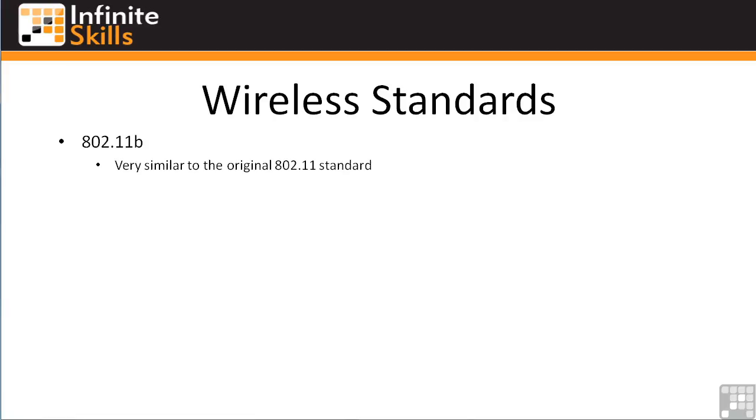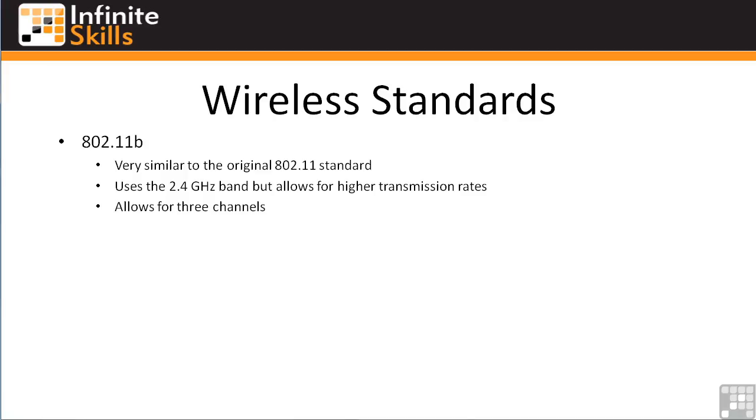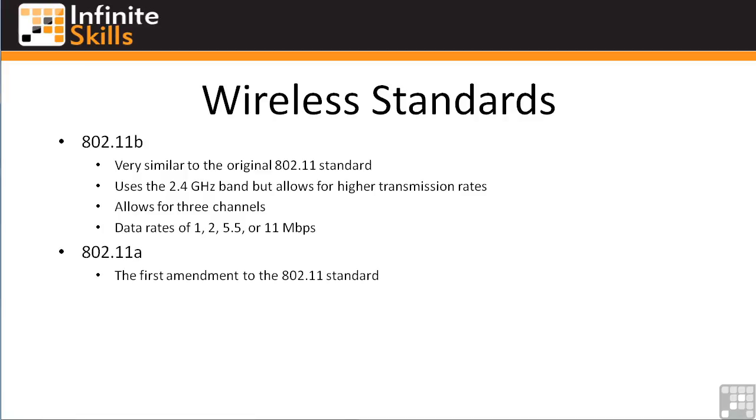802.11b is very similar to the original 802.11 standard, the 802.11 standard without any letters after it. 802.11b uses the 2.4 GHz band, but allows for higher transmission rates than the original standard. 802.11b allows for 3 different channels and supports data rates of 1, 2, 5.5 or 11 megabit. Next, we'll move on to 802.11a. 802.11a was actually the first amendment to the 802.11 standard. The original 802.11 standard was almost identical to 802.11b. The only difference is the original standard used data rates of 1 or 2 megabit.